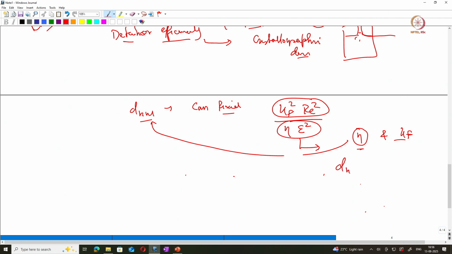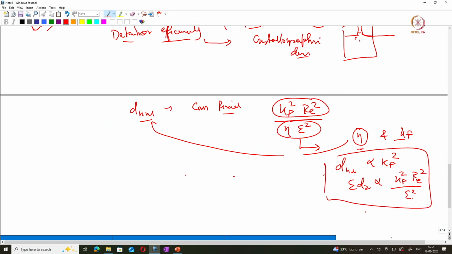You know that the measured d_hkl is proportional to KF square, based on the formula of dz, KF square field square divided by xi square. Based on this, you can estimate the detector detection efficiency.